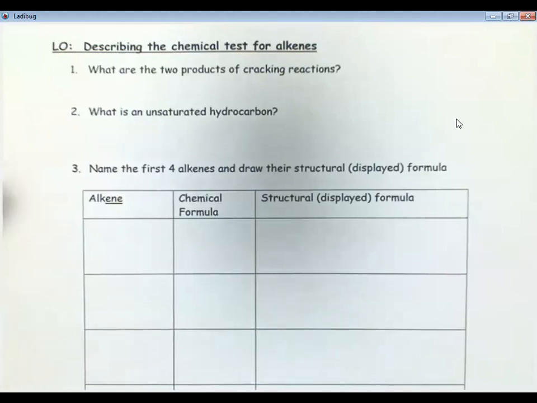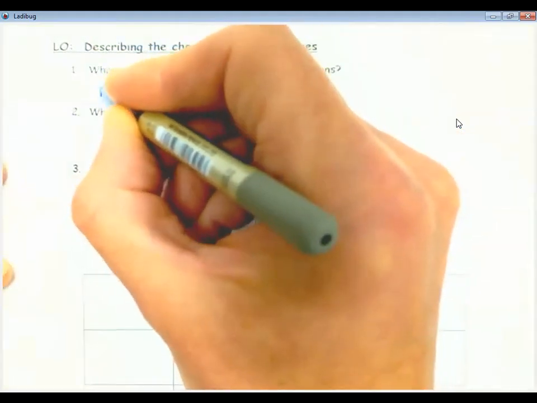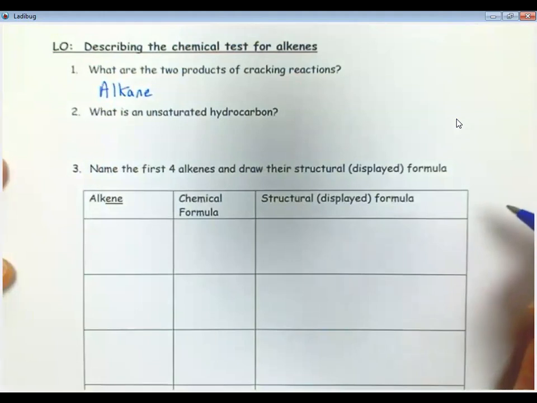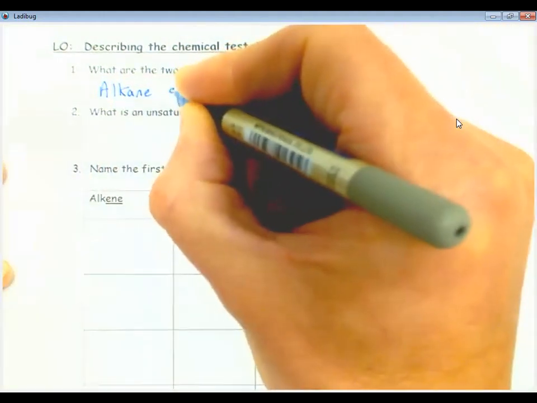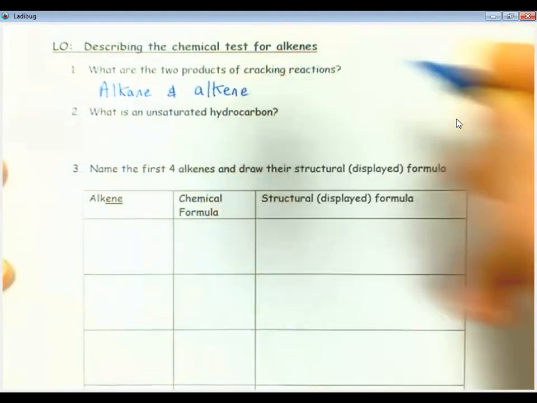Okay, so we're looking at the chemical test for alkenes. Now, this brings us back to last lesson when we looked at cracking, and question number 1 is all about cracking. It says, what are the two products of cracking reactions? And in cracking reactions, we always make an alkane, which we've learned about in the past, and an alkene.